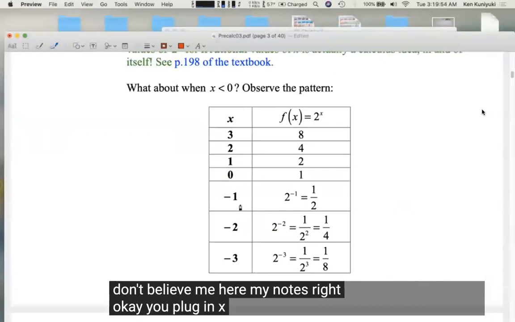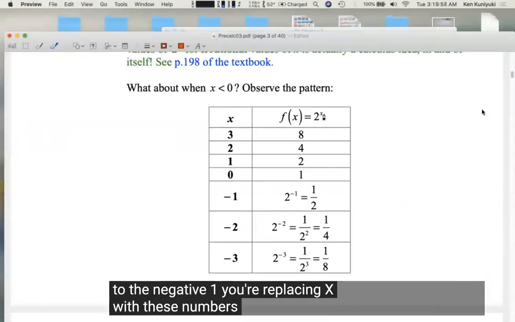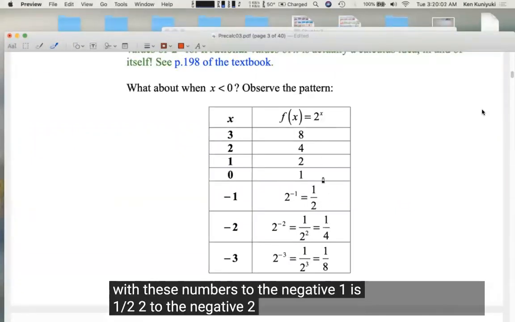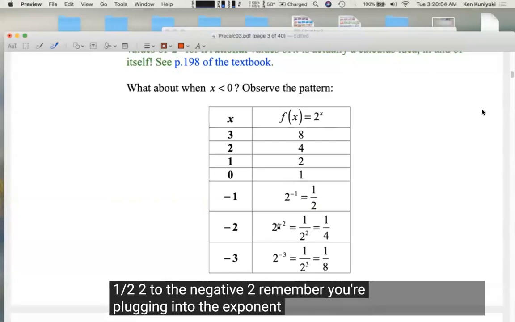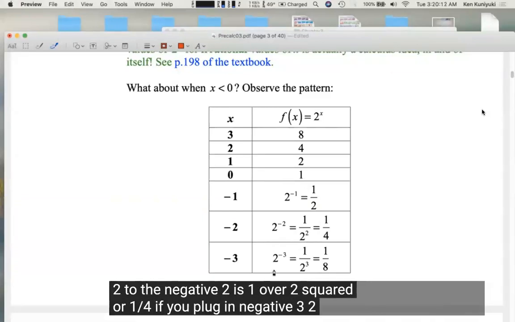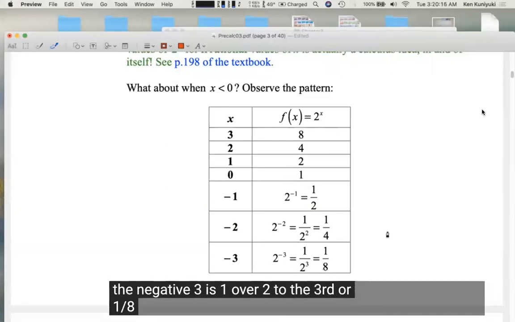You plug in x equals negative 1. 2 to the negative 1, you're replacing x with these numbers. 2 to the negative 1 is 1/2. 2 to the negative 2, remember, you're plugging into the exponent, not the base. 2 to the negative 2 is 1 over 2 squared, or 1/4. If you plug in negative 3, 2 to the negative 3 is 1 over 2 to the third, or 1/8.